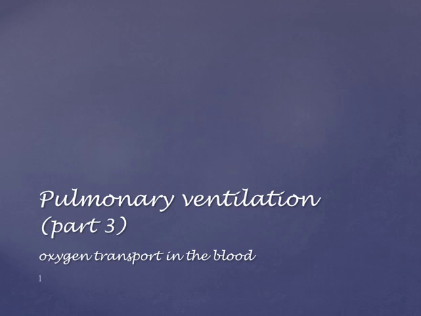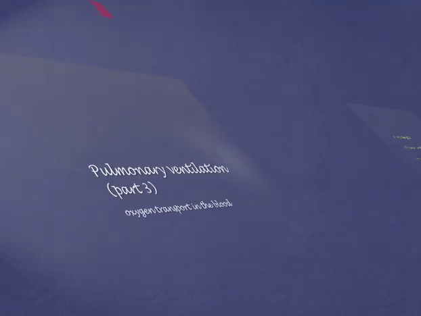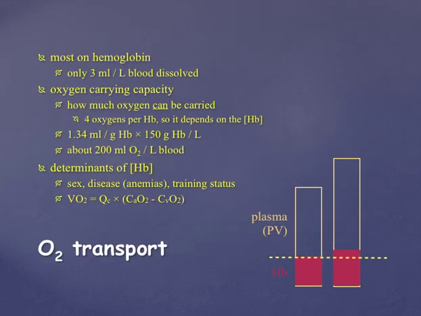This is the third and final part of our lecture on pulmonary ventilation, and the focus is on oxygen transport in the blood, and we will revisit the famous Fick equation. As you know, most oxygen is carried in the blood bound to hemoglobin. Only a very small amount of oxygen is dissolved in the blood. So practically speaking, there is only one way to carry oxygen in the blood, and that's bound to hemoglobin.